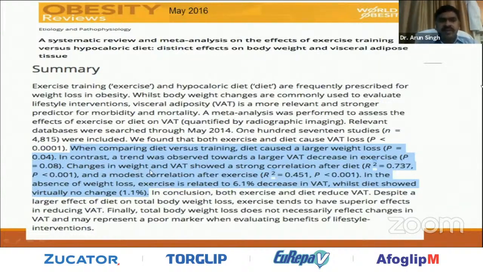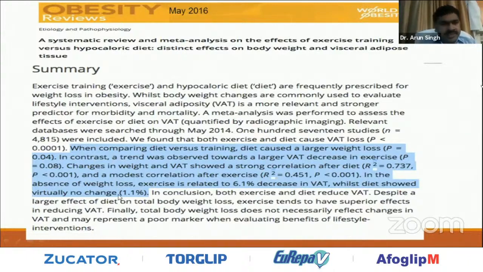So definitely we are looking for visceral adipose tissue loss, not just body weight loss. And changes in weight and visceral adipose tissue overall showed a strong correlation after diet, but only a modest correlation after exercise. That means predominantly visceral fat loss was seen with exercise, and predominantly subcutaneous fat and overall body fat loss was seen with diet.